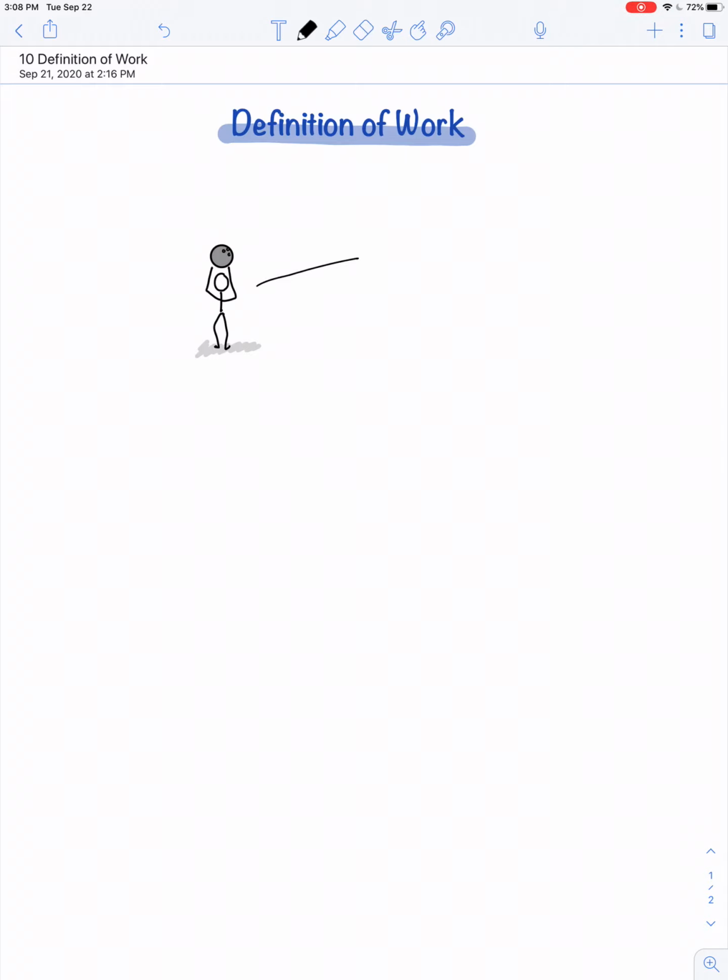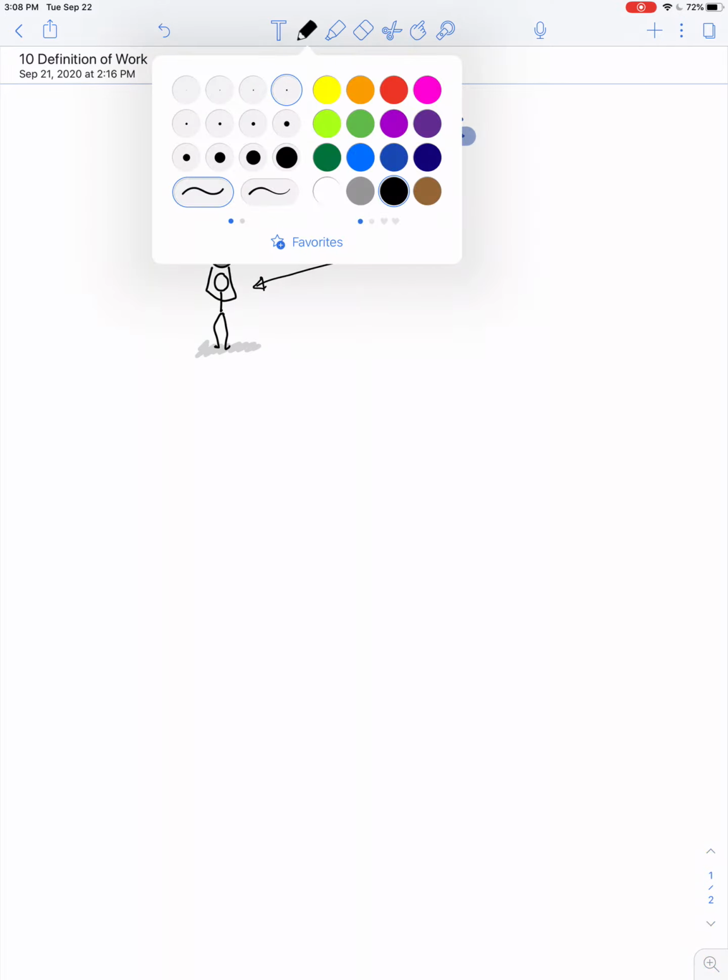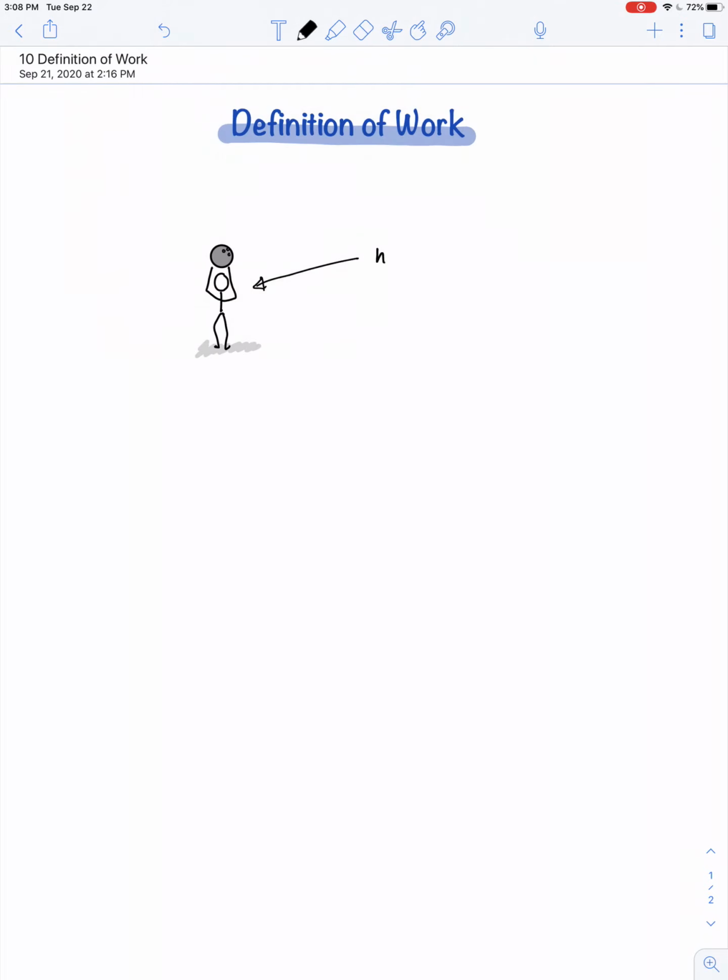The person you see here is holding a bowling ball at rest above his head. And that person is doing no work. The symbol we use for work is capital W. So we say work equals 0 in this case. Now to be clear, this person is definitely exerting a force if they keep that bowling ball at rest.